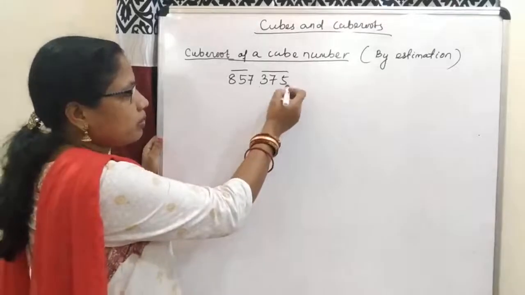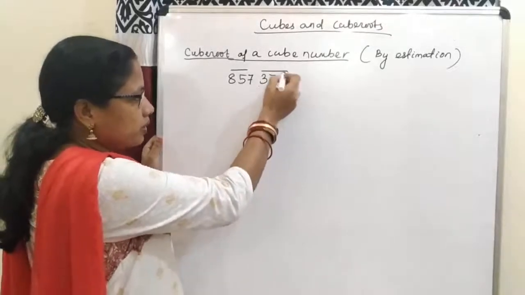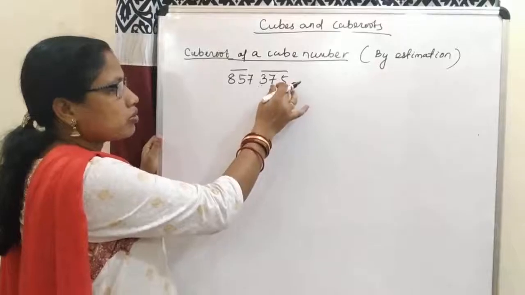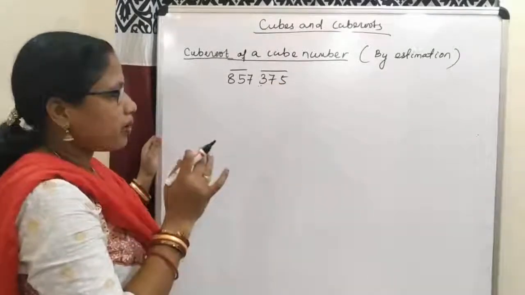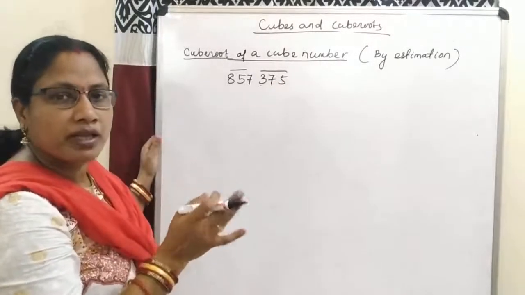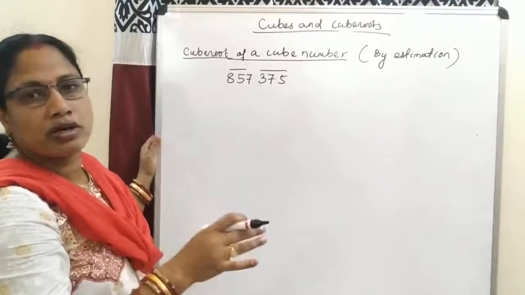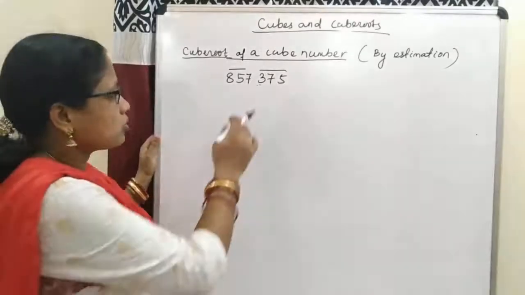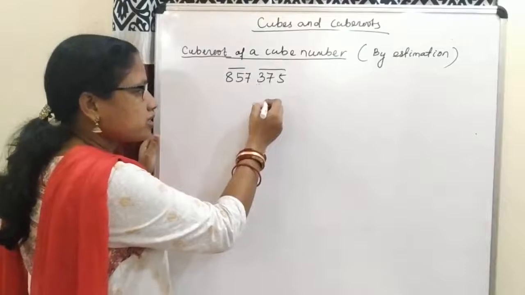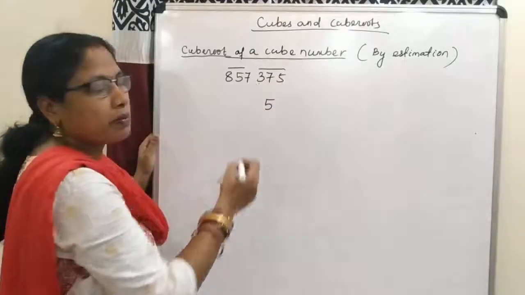Here the first group is 375, so the ones place is 5. 5 is the ones digit of the cube of a number whose ones place digit is 5. So that means the ones place digit of the cube root should be 5.